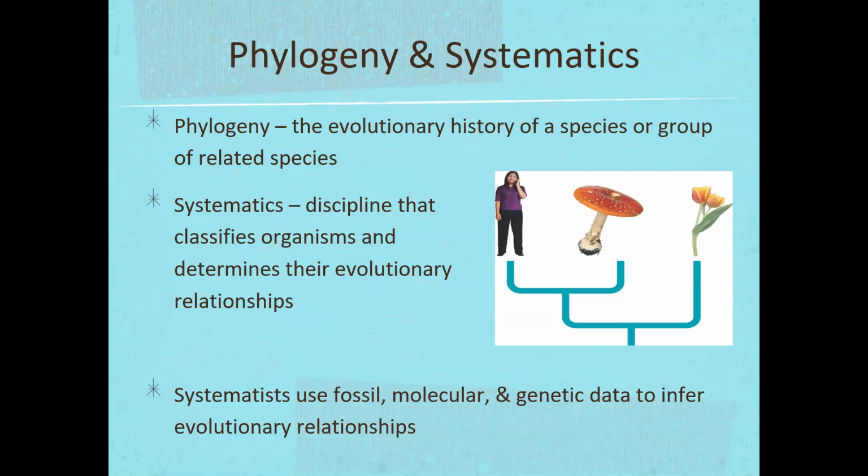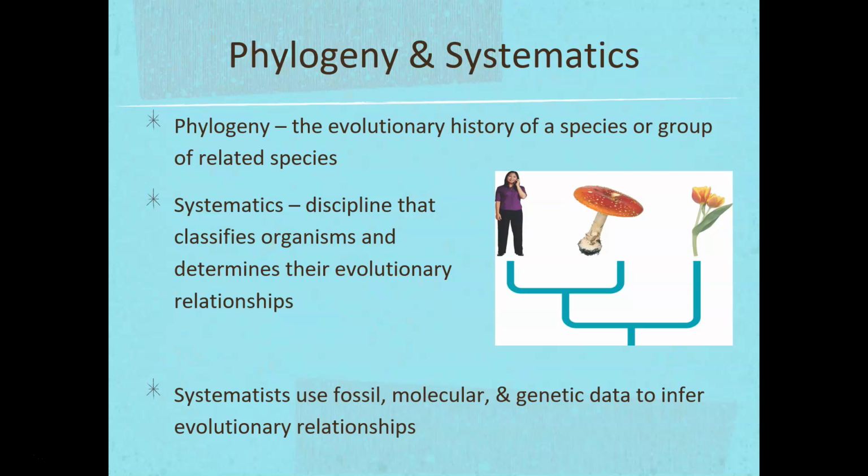So, what we're really talking about here is this idea of phylogeny and systematics. Let's just start with what those two terms mean. When we talk about phylogeny, we're talking about the evolutionary history of a species or a group of related species. So, where are those branching points? What are the things that they share in common? What are the things that they have diverged from each other as a result of different environmental conditions?